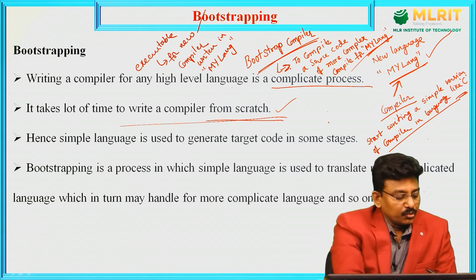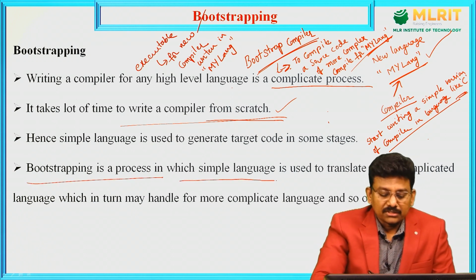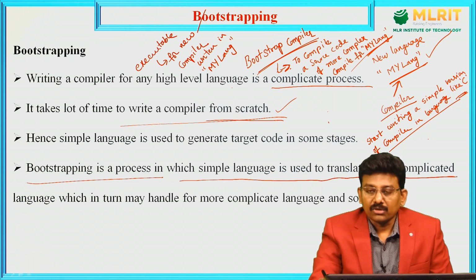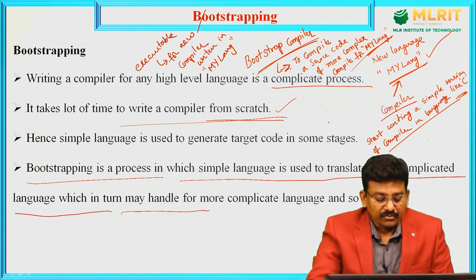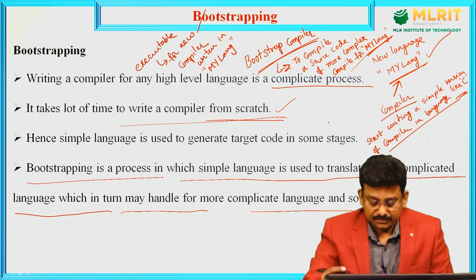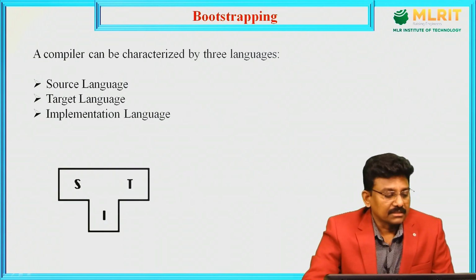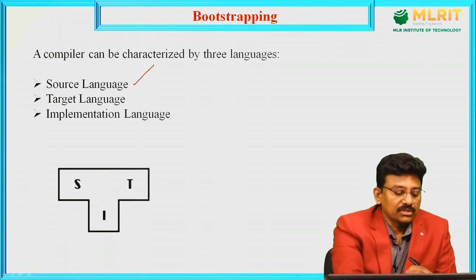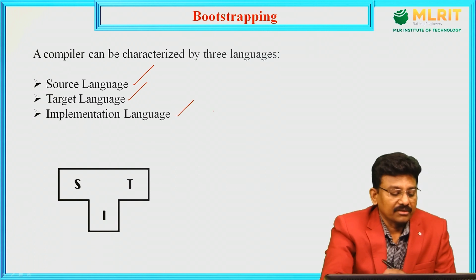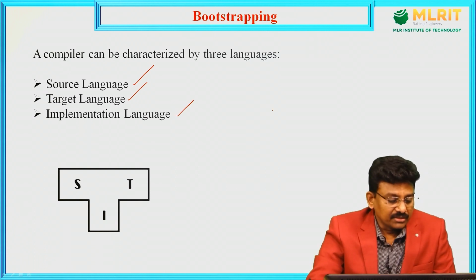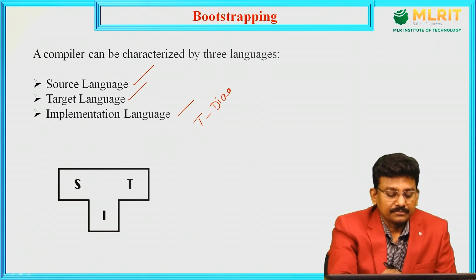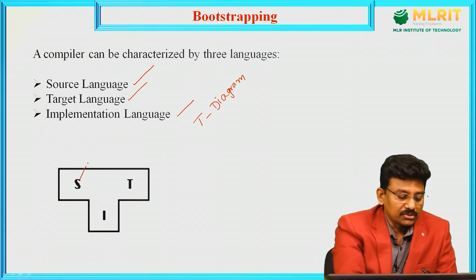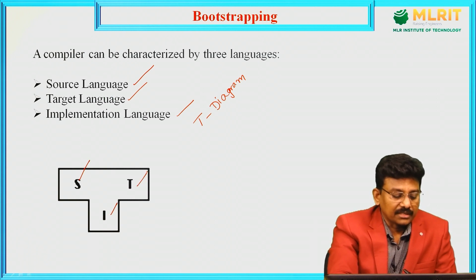So, bootstrapping is a process in which a simple language is used to translate a more complicated language, which in turn may handle a still more complicated language, and so on. Next, a compiler can be characterized by three languages: source language, target language and implementation language. These three languages are represented by using a T diagram: source language, implementation language, target language.